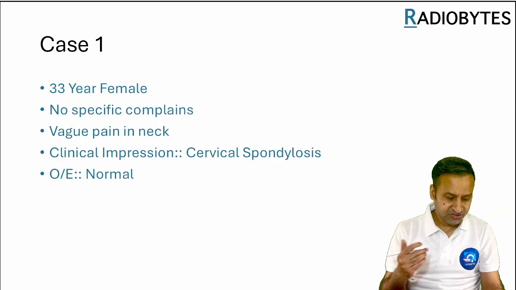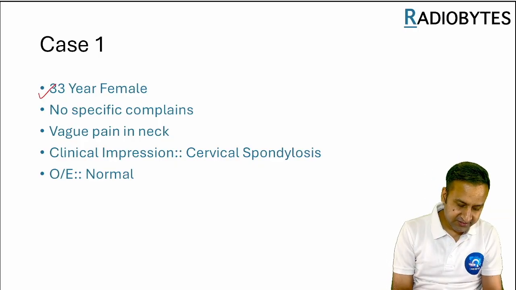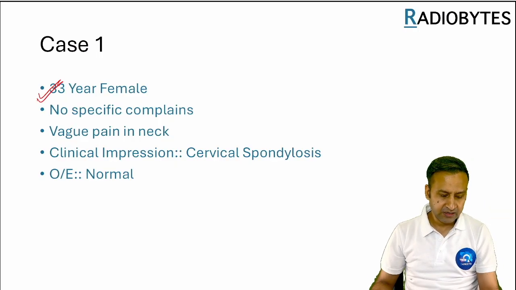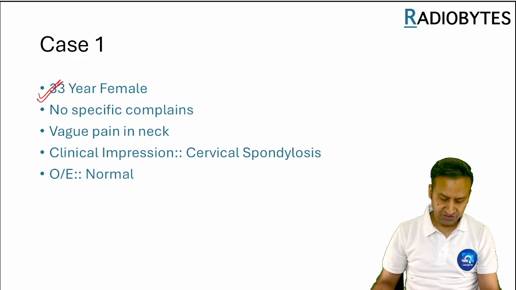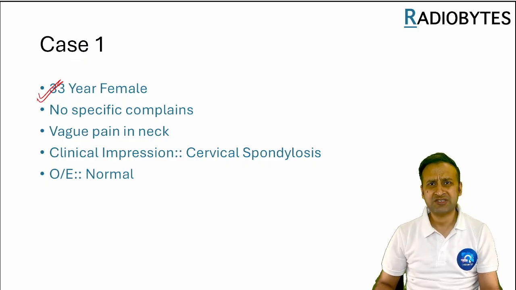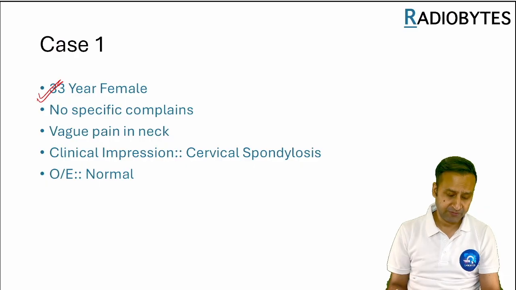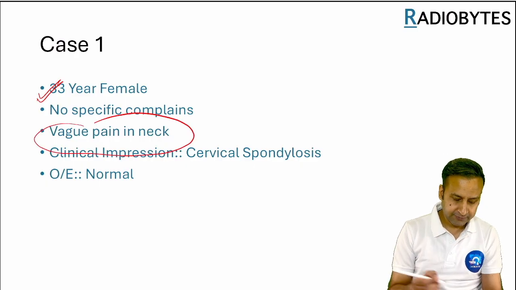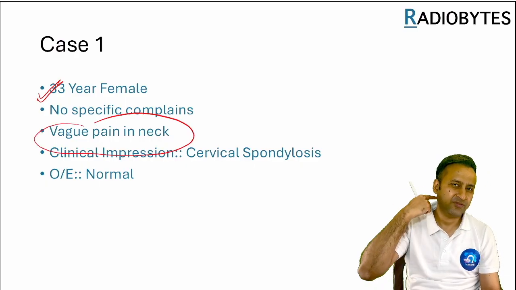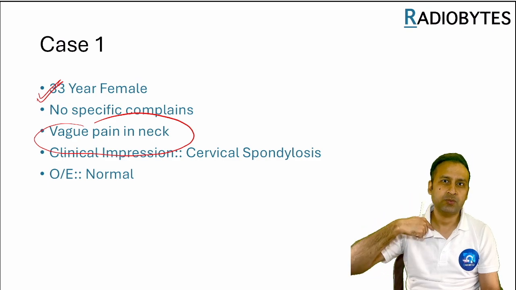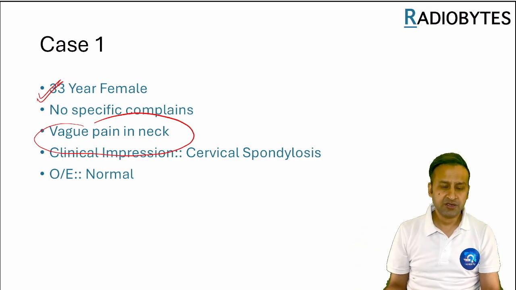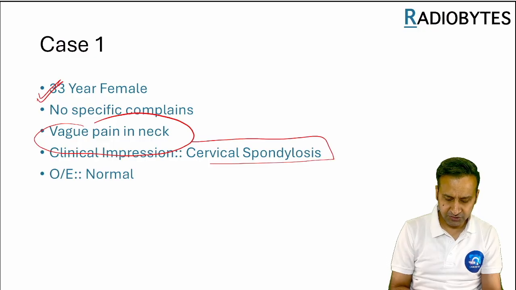Fine. So let's start with our first case. Our first case is that of a relatively young female, a 33-year-old female. I still remember this patient who had no specific complaints. The only complaint that she was having was a vague pain in the neck. And I still remember the pain was somewhere starting on the nape of the neck, going all the way down. So the clinician was thinking about cervical spondylosis, but this patient was a bit apprehensive.